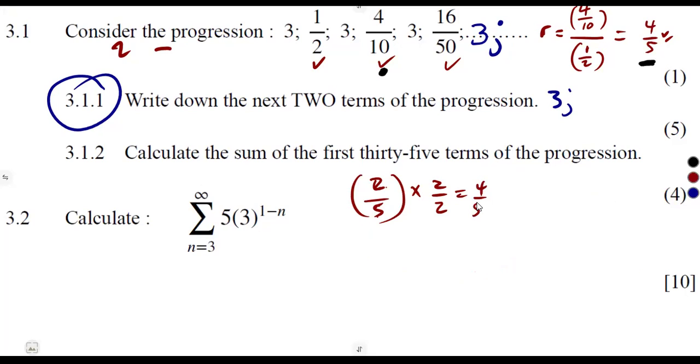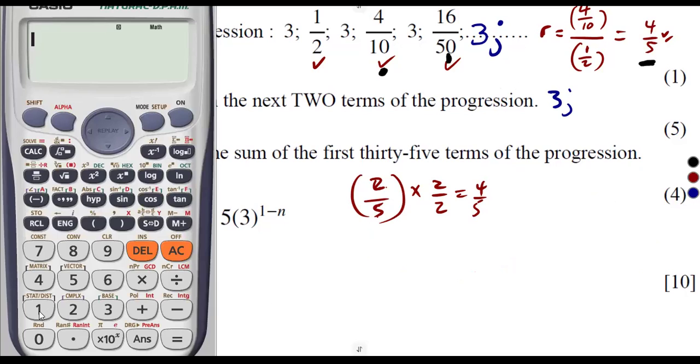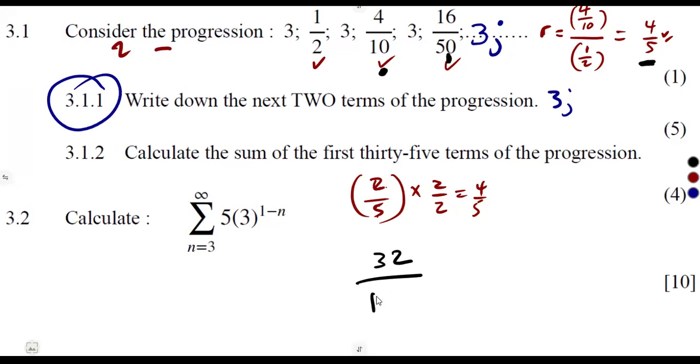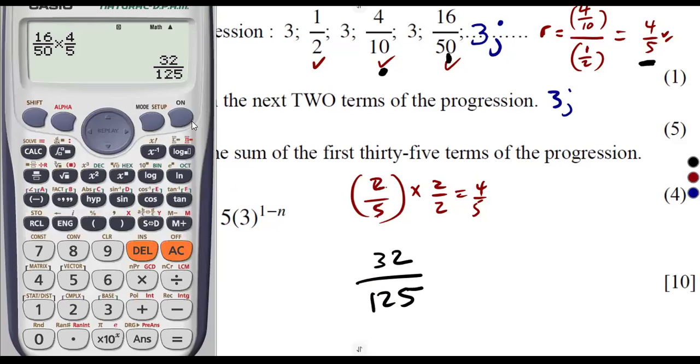So meaning to say, for the next term, because we're supposed to multiply 16 over 50 times what? 4 over 5 to obtain the term that is following here. So on your calculator, you're supposed to be careful because this was going to happen. You're going to have 16 over 50 like this, multiply by 4 over 5. On your calculator, you're going to obtain 32 over 125. This is what you're obtaining here.